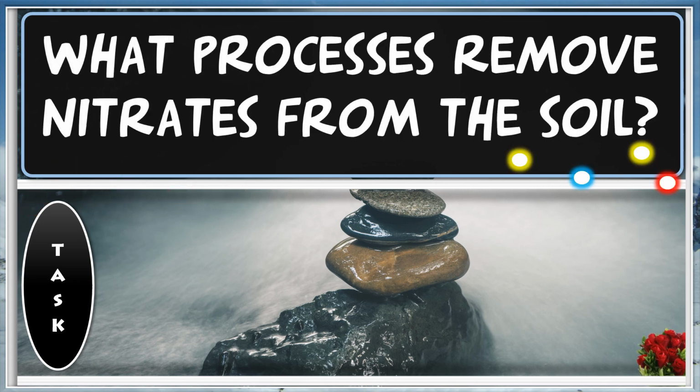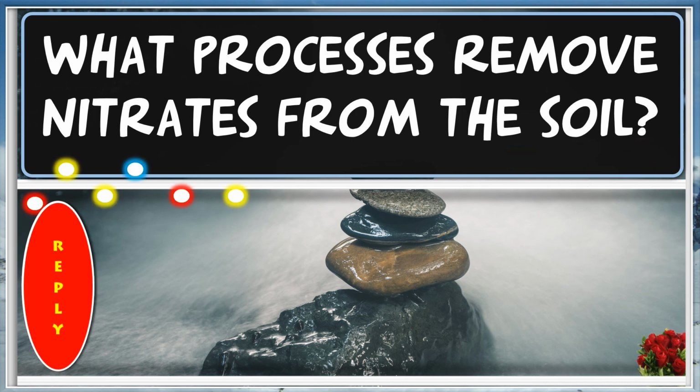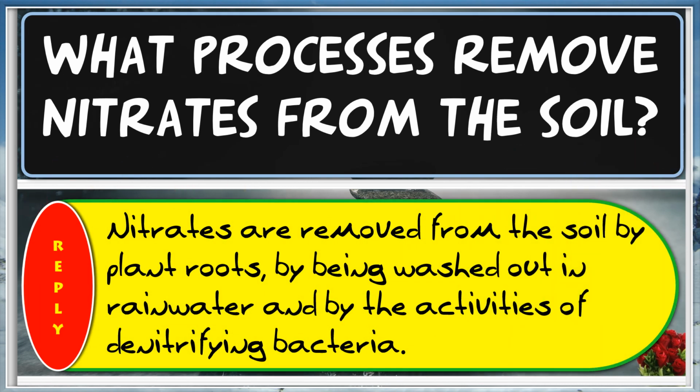What processes remove nitrates from the soil? Nitrates are removed from the soil by plant roots, by being washed out in rainwater, and by the activities of denitrifying bacteria.